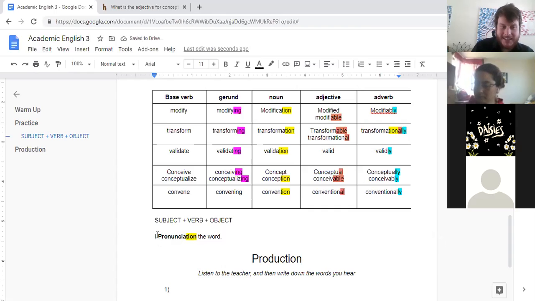The subject is I, I need a verb here, right? So that's why you need to be able to do this. So then you can say, oh, I pronounce the word. Oh, pronounce. Pronounce is the verb. Pronunciation is the noun, right? So this is a very important skill to have.